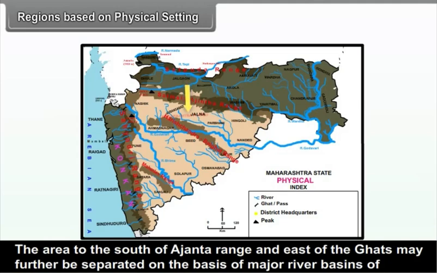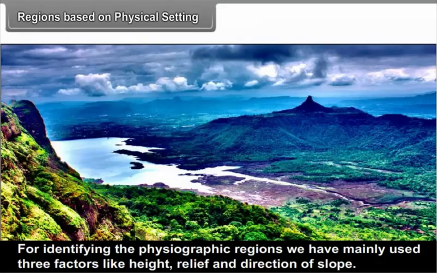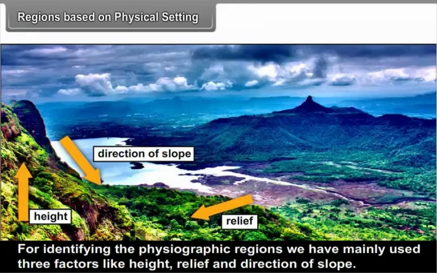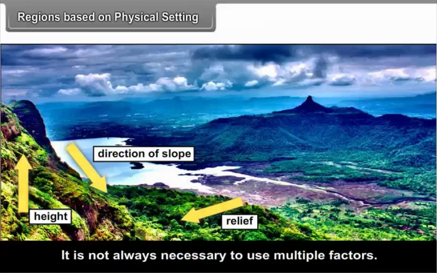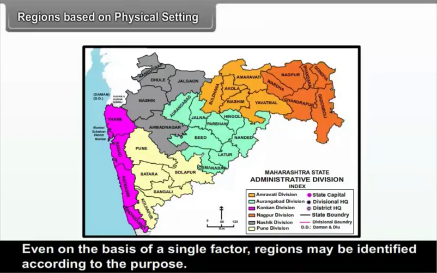The area to the south of the Ajanta range and east of the Ghats may further be separated on the basis of the major river basins of Godavari, Bhima and Krishna. For identifying the physiographic regions, we have mainly used three factors: height, relief, and direction of slope. It is not always necessary to use multiple factors. Even on the basis of a single factor, regions may be identified according to the purpose.